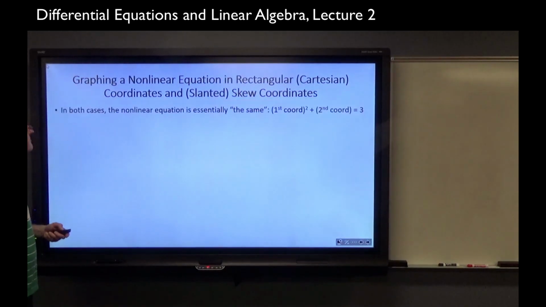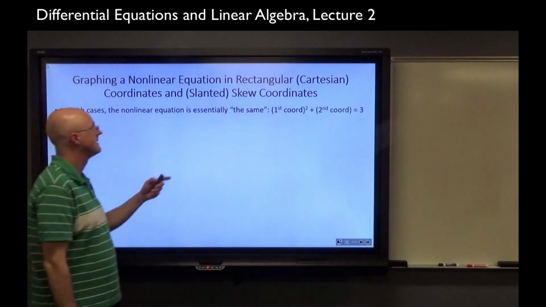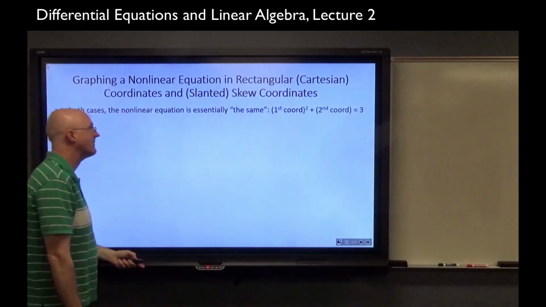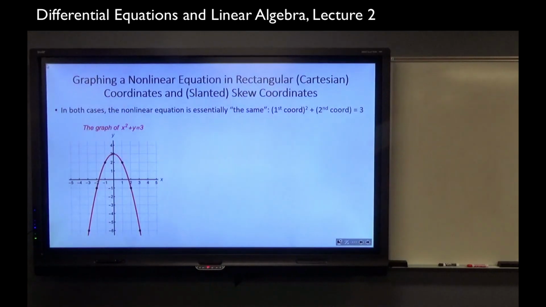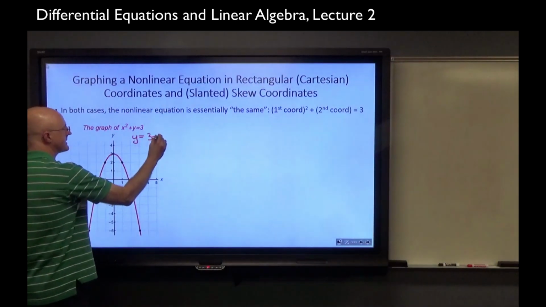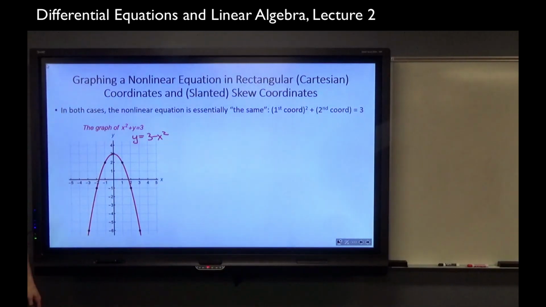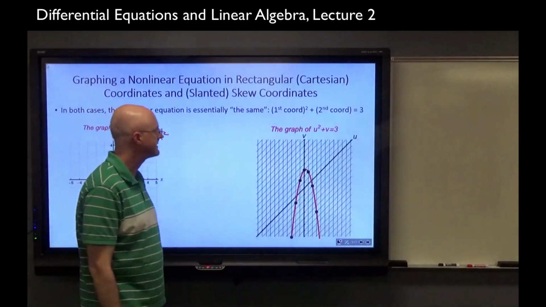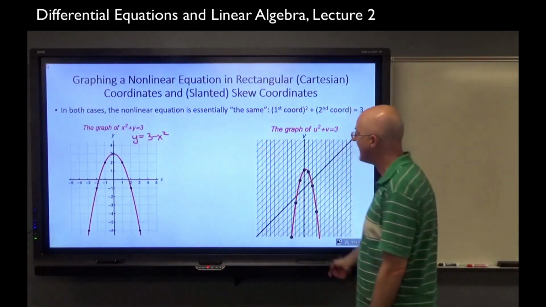Another example. Here's a nonlinear equation. First coordinate squared plus second coordinate equals 3. The graph, because of the square, is going to be a parabola. Here's the ordinary graph. It's the same as the graph of the function y equals 3 minus x squared. What if we graph the same equation, essentially, in different coordinates? We get this graph. It's not the same graph.